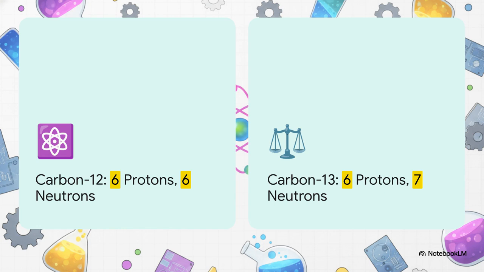Both of them have exactly 6 protons. That is non-negotiable for carbon. But carbon-12 has 6 neutrons, giving it a total mass number of 12. Carbon-13 has 7 neutrons, pushing its mass up to 13. See? They are both still carbon, they just vary by a single extra neutron.